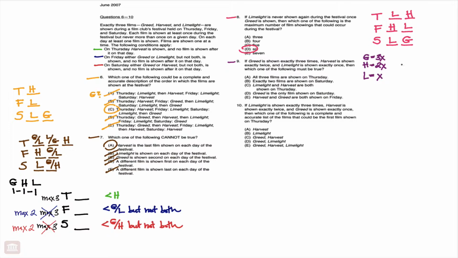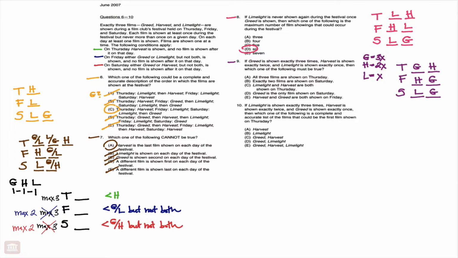All right, so let's draw out our hypothetical here. And we know that if greed is showing up on all 3 days, we're going to have greed show up on Thursday, then we're going to have greed show up on Friday and on Saturday. Since we know that if greed is on Friday and Saturday, on Friday we can't have L, it must be H. On Saturday it can't be H, so we must have L. And then we need to place one more H, which would be as follows.